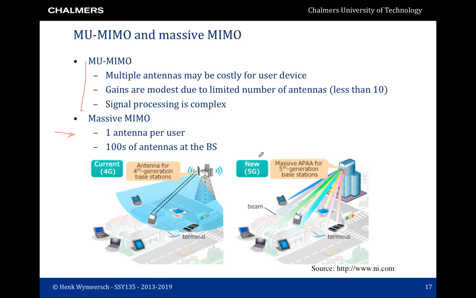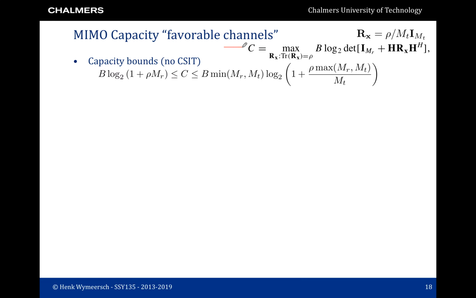The figure here shows the difference between 4G MIMO communication and 5G MIMO communication. So in 4G we have a relatively limited number of antennas, in 5G a massive number of antennas, far exceeding the number of users. And as the picture hints at, we can basically send distinct beams to each of those users. So we will now try to understand what it means to have such beams and how this leads to capacity improvements. The capacity of the MIMO channel was given by this expression.